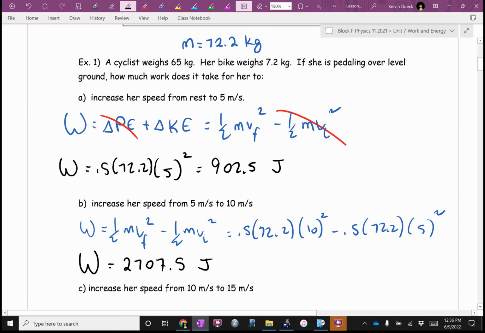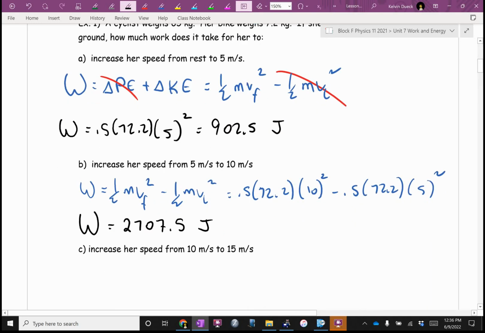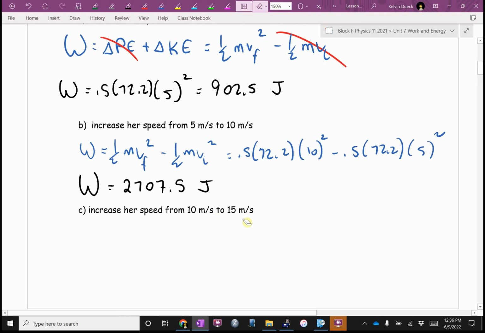The faster you go, the more work it takes for the same increase. See it? In fact, by how much are we increasing in part C? 5. But I'm going to tell you that 5 meter per second increase in part C is not going to be 2,707.5. We can walk through the same argument.